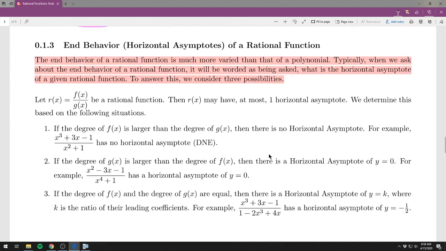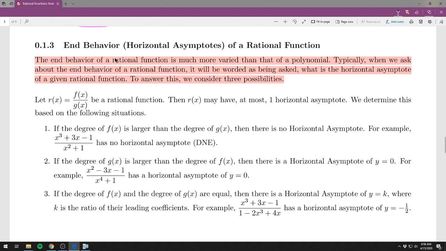All right, so the next little section, these are really best explained by me just talking about the 3 examples. And then I have a couple problems after that will actually work it as well. But the end behavior of a rational function, like I said at the beginning, is much more varied than that of a polynomial. It's so varied that we don't really actually call it end behavior. We call it a horizontal asymptote.